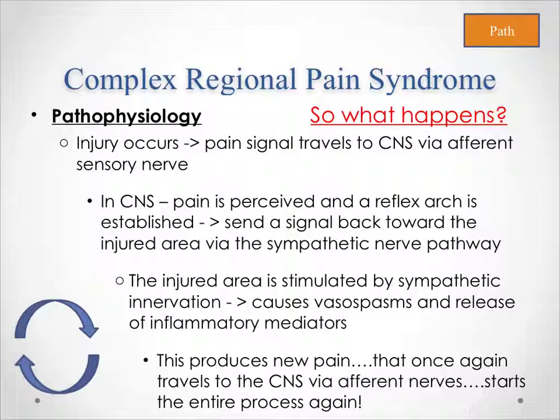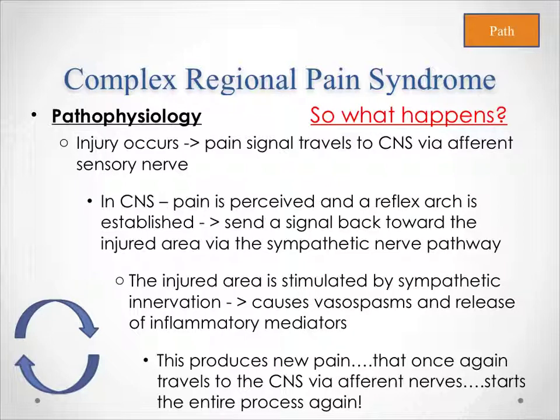All right, so what happens here? You have an injury that occurs. Let's say you stub your toe or you get it caught in a door. From there, you get pain signals which travel to the central nervous system via peripheral nerves, right, the afferent sensory nerve. Once it's in the CNS, pain is perceived and a reflex arc is established, and it immediately sends a signal back towards the injured area via the sympathetic nerve pathway. The injured area is then stimulated by the sympathetic innervation, which causes vasospasms and release of inflammatory mediators.